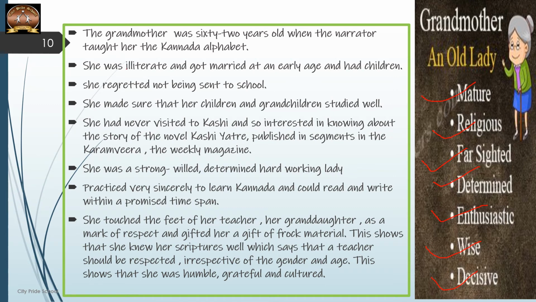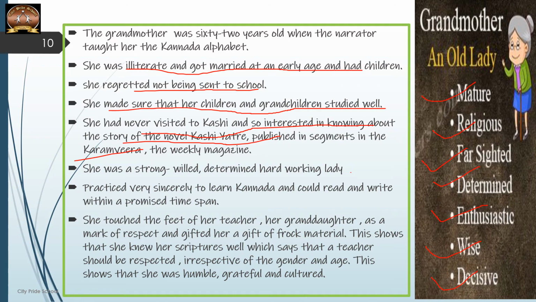So the grandmother was illiterate and got married at an early age and had children. She always regretted not going to school. So she made sure that her children and grandchildren studied well. She did everything. That's why she ensured that her children and grandchildren received good education. She had never visited Kashi and so was interested in knowing about the story of the novel Kashi Yatre, which was published in a weekly magazine, Karamvira. She was a strong willed, determined, hard working lady. All these adjectives befit this character.